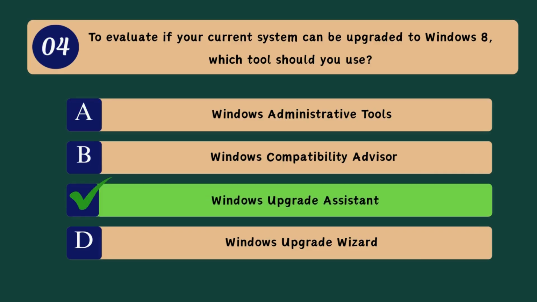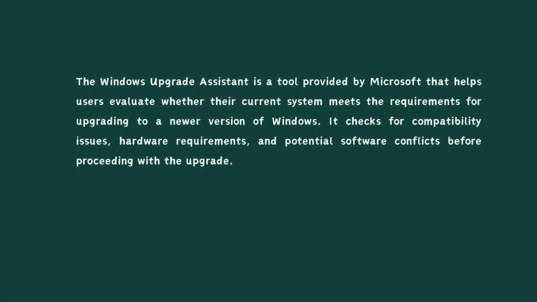Correct answer. C. Windows Upgrade Assistant. The Windows Upgrade Assistant is a tool provided by Microsoft that helps users evaluate whether their current system meets the requirements for upgrading to a newer version of Windows. It checks for compatibility issues, hardware requirements, and potential software conflicts before proceeding with the upgrade.